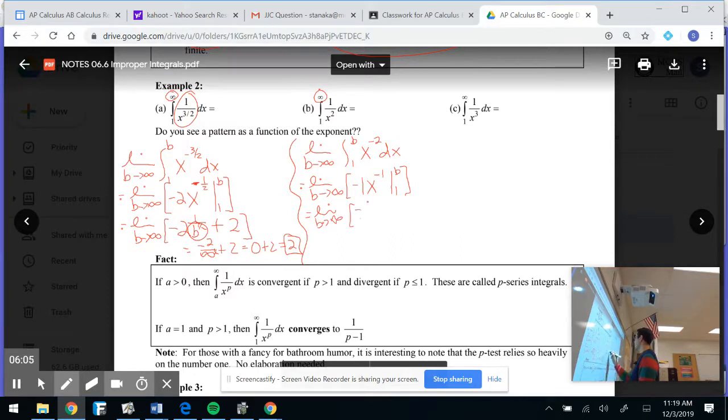And so what would that be? That'd be negative 1 over b, and then it'd be plus 1, right? And then we're going to plug in that infinity, which would be 1 over infinity, which would go to 0, plus a 1, which is equal to 1. So that guy converges to 1.